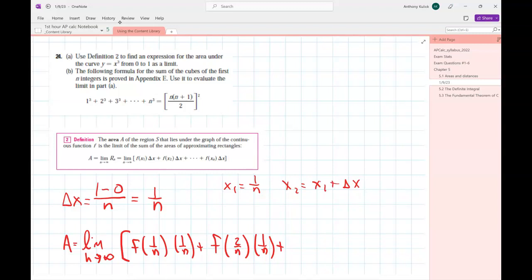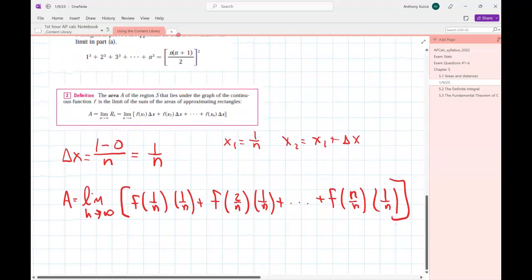Is this okay, though, what we're doing so far? And we're just going to keep on doing this. So I'll do a dot, dot, dot. If we're doing right endpoints, what's the last endpoint going to be? It has to happen at 1, or I'm going to write it as n over n. So far, so good.